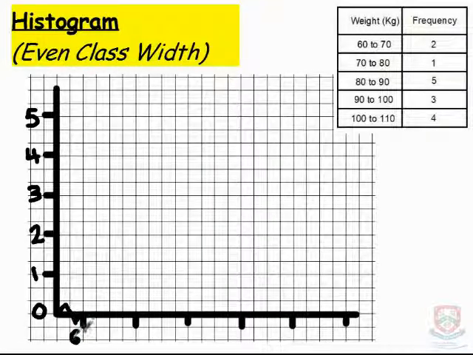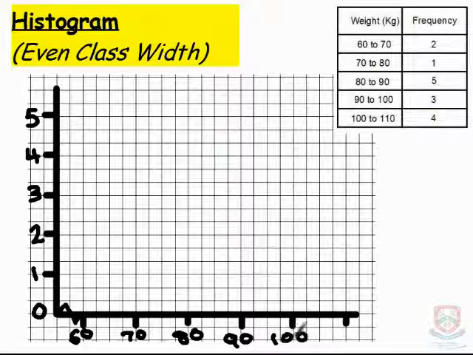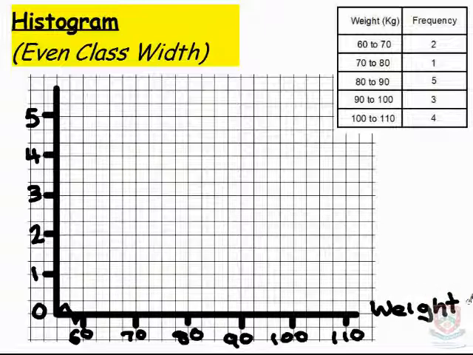So we'll start with 60, then 70, 80, 90, 100 and 110, using a small dash to indicate where each space is on my scale. It's important to remember that whenever you're designing a scale that you label what the axis actually represents. So in this example, I know that the x-axis is going to represent weight in kilograms, and the axis up the side here is frequency.